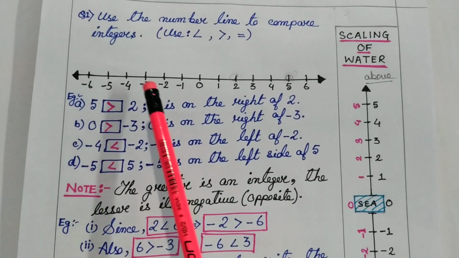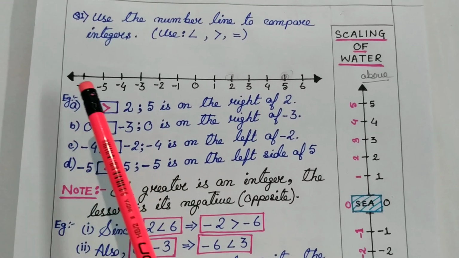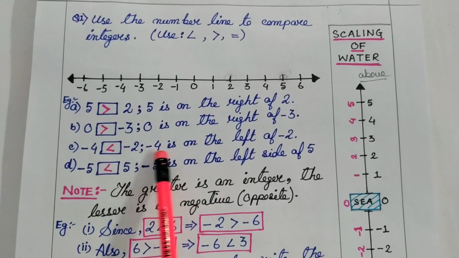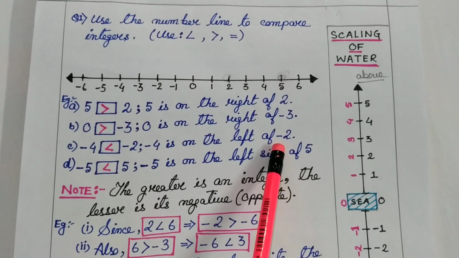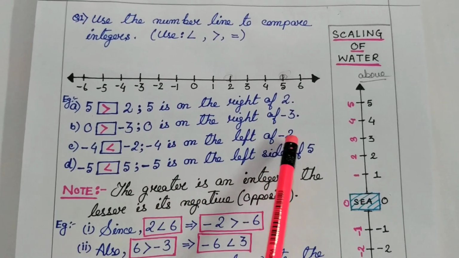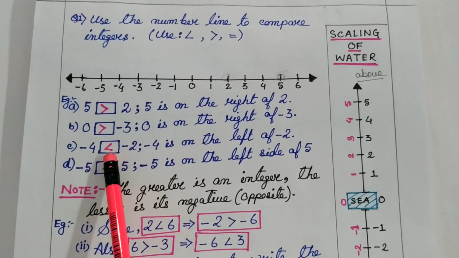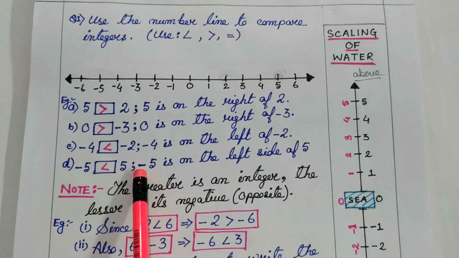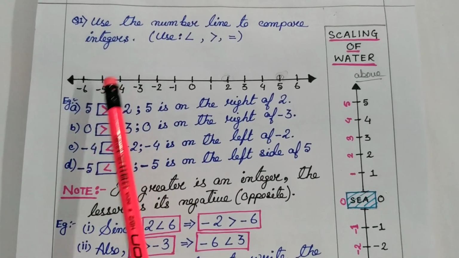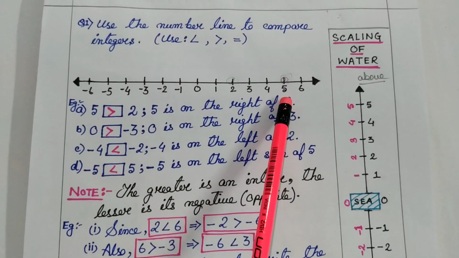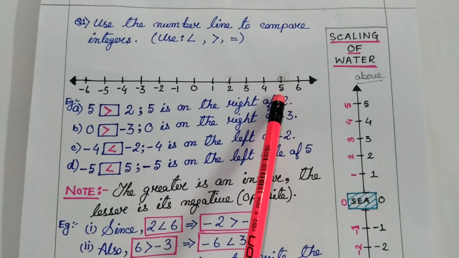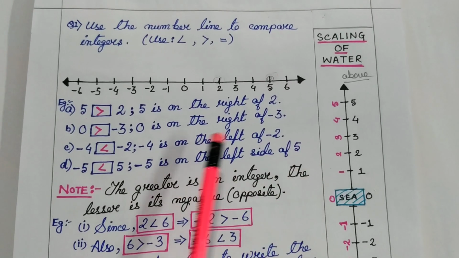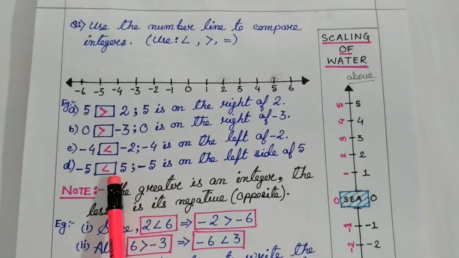Or we can do one thing. The more the value is toward the left side, that value is the smaller value. Likewise, minus 4 is on the left side of minus 2. So, that's why minus 4 will be smaller than minus 2. Next come minus 5 and 5. So minus 5 is over here, that is your left side, and plus 5 is on your right side. Isn't it? So minus 5 is on the left side of 5. That means 5 will be greater than minus 5.